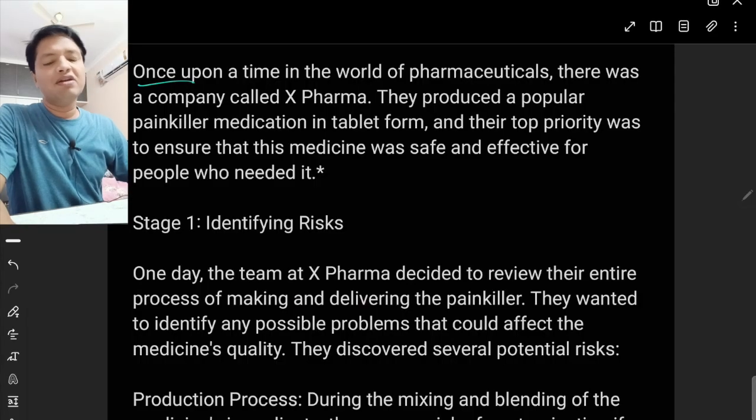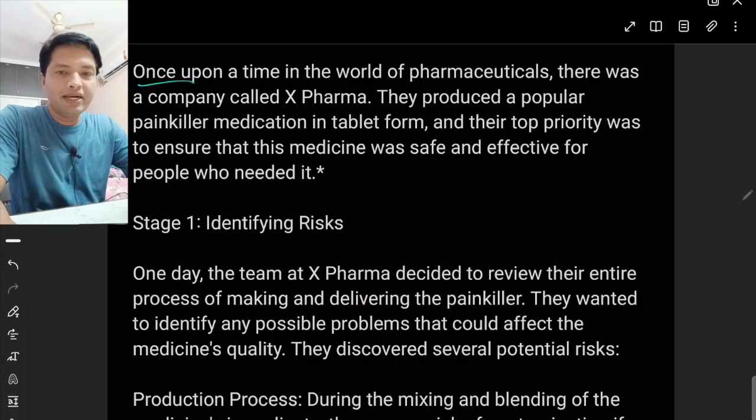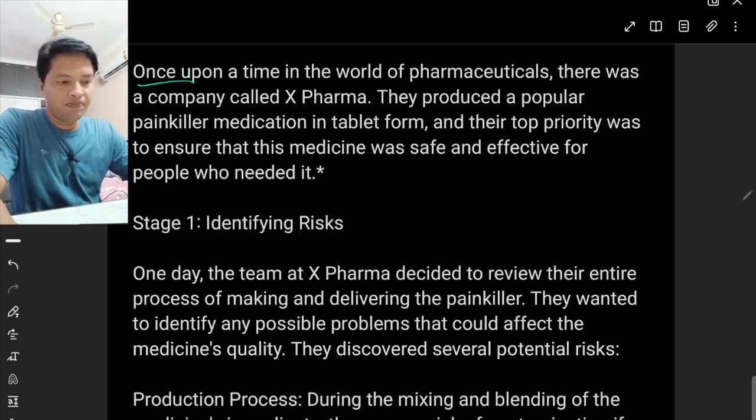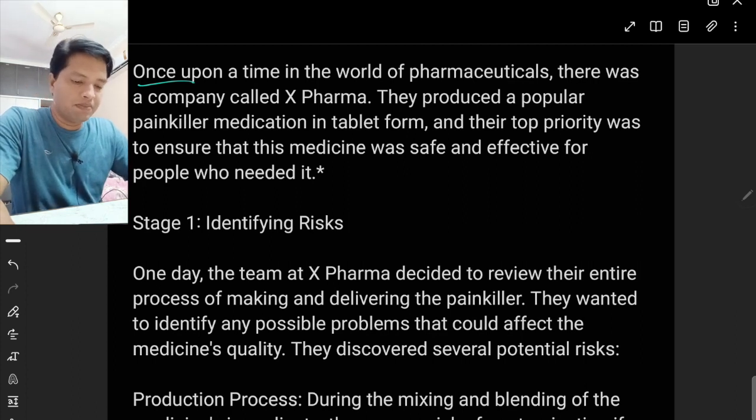Hi, today we are going to learn about QRM, Quality Risk Management in Pharmaceuticals. We'll try to see this in simple language by taking a story, and we'll try to trace what you mean by quality risk management in a simple way. So I'll be dealing with this with a simple story.